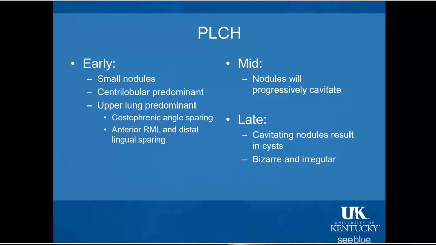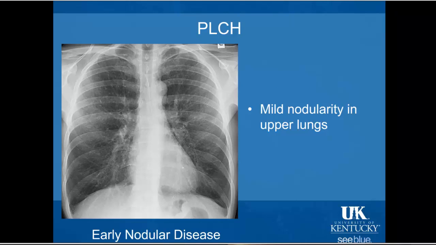But late in the disease course, the nodules go away and you end up with bizarre and irregular looking cysts. And it's because of that late disease appearance that we included it in this talk on cystic lung disease. So here's an example. Early in the disease course, this is a single view of a frontal chest x-ray, and there's a very subtle, mild nodularity in the upper lungs.